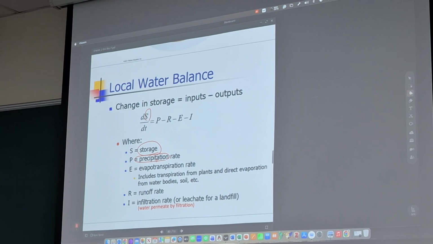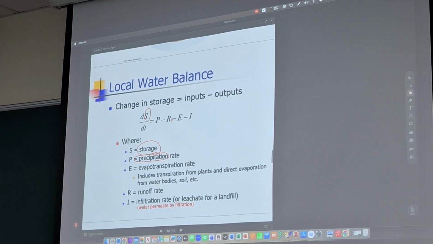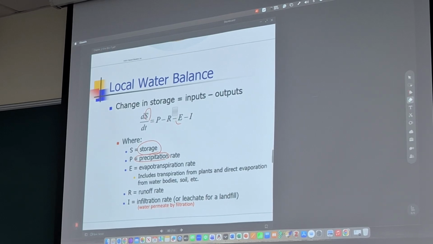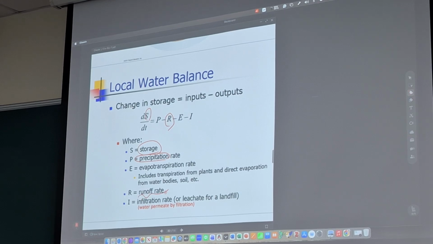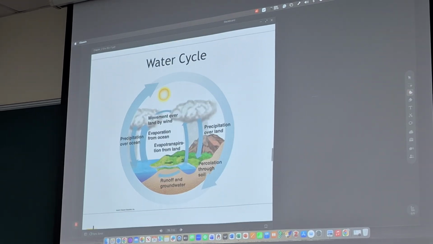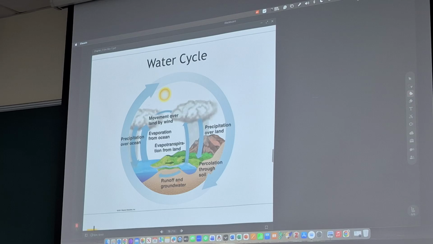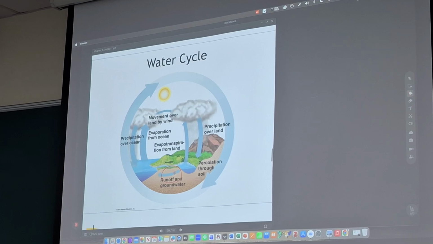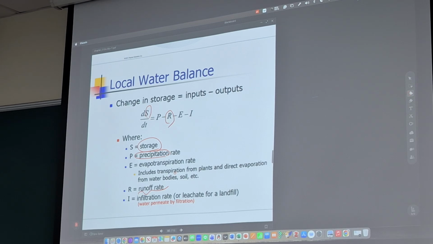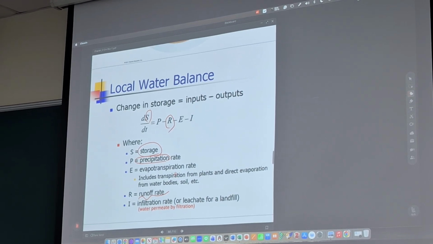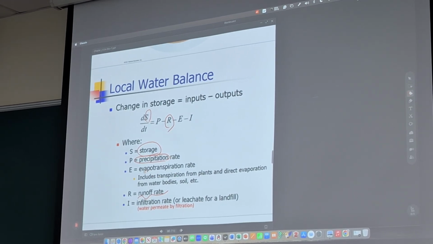Okay, and E, let's see R first. R stands for the runoff rate. Runoff is like this: some water runs off to the rivers or becomes groundwater. We call it runoff.